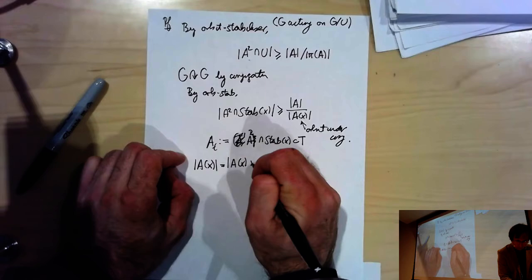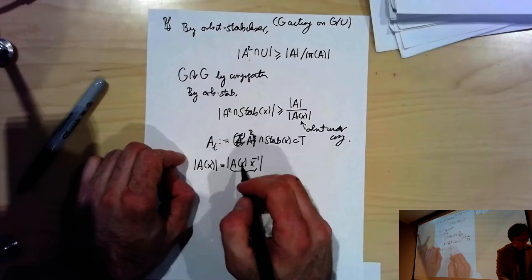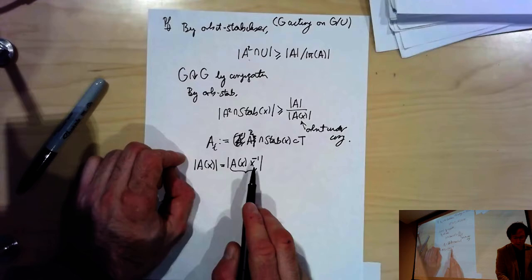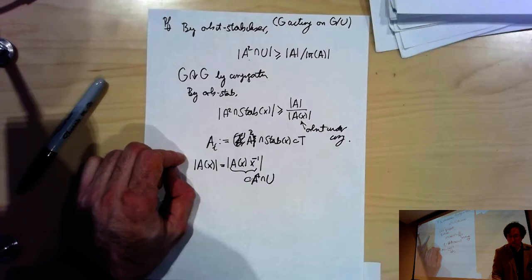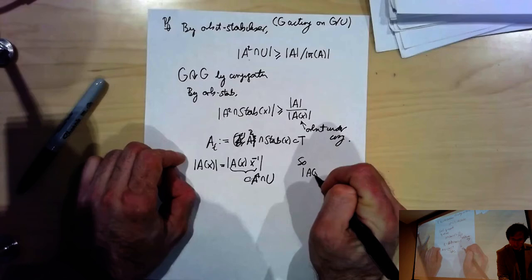And this is contained in what? This is a bracket. This is something of the form little a x inverse of little a x inverse. So this is in U, and it's also in A4. So this contains A4 intersection U. No? Because all the commutators of G lie in U. So, again, trivially, AX is at most A4U.